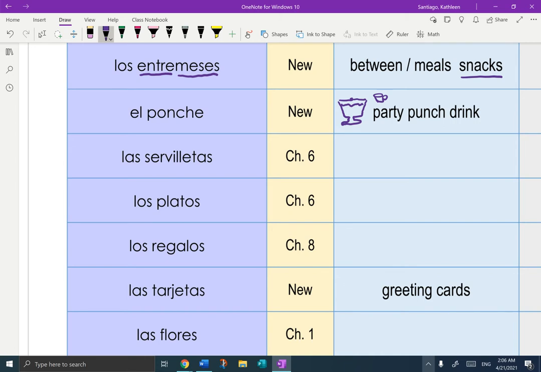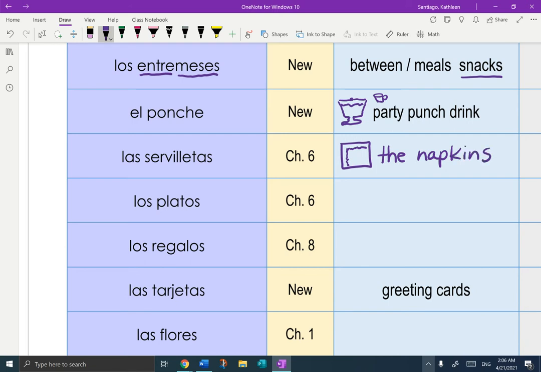Las servilletas, that is from chapter 6. Servilletas, you might get some fancy ones, but basically they're just usually square. And they might have a little ridge on two sides. Okay, las servilletas, part of your place setting. The napkins.